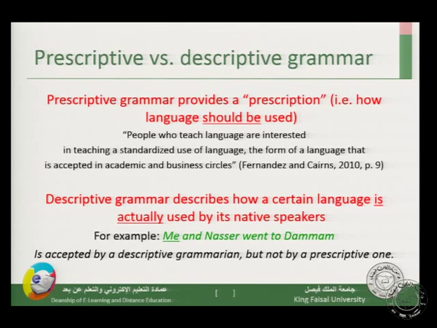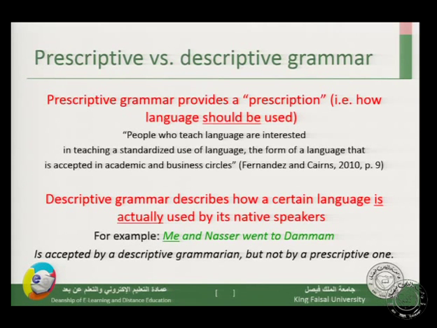They provide a prescription for grammar. That is how language should be used. So how, for example, English should be used. They are not tolerant with people's use, including the native speakers' use of language. They just tell you that, for example, English should be used so and so. They are not tolerant with variations or linguistic variation. So here we see an illustration for prescriptive grammar.